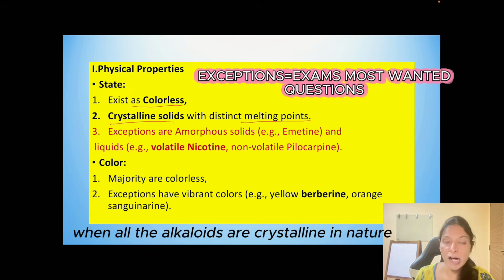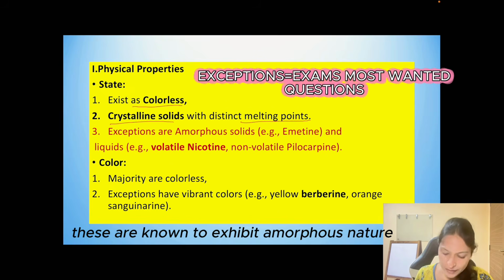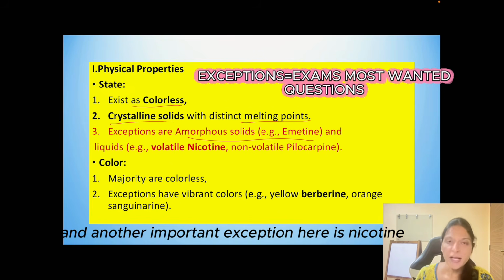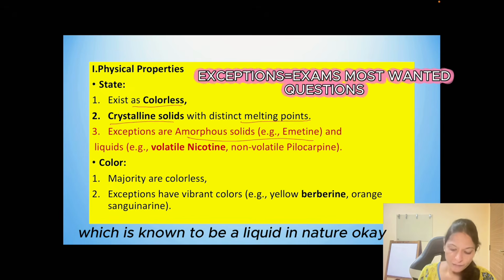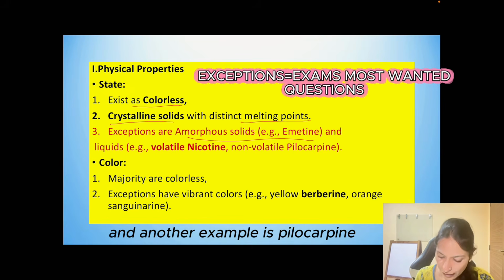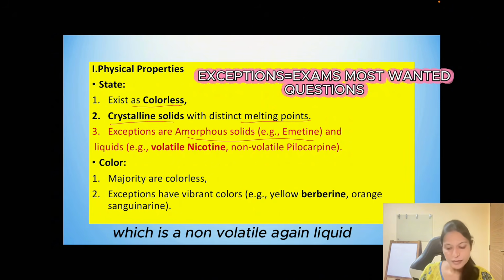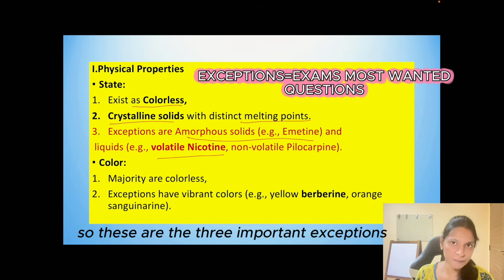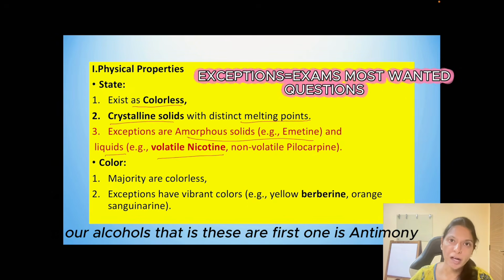That is, while all the alkaloids are crystalline in nature, there are exceptions. One is emetine, which is known to exhibit amorphous nature. Another important exception is nicotine, which is a liquid in nature. Okay, it is not a solid in state, but a liquid. Another example is pilocarpine, which is a non-volatile liquid. So these are the three important exceptions of our alkaloids.